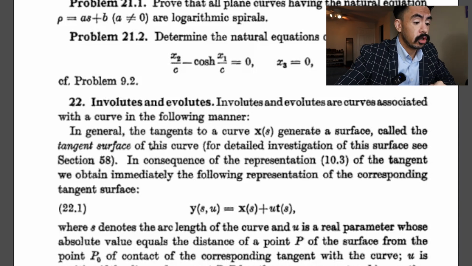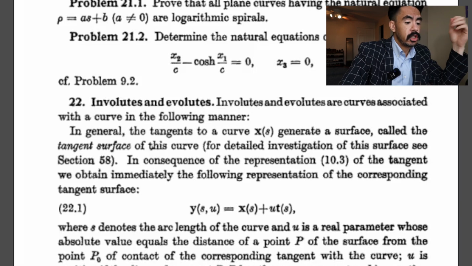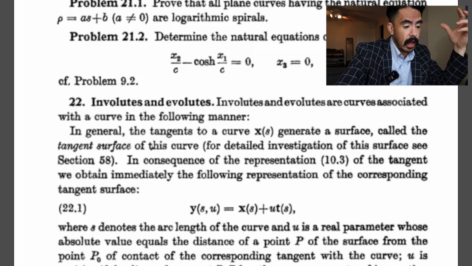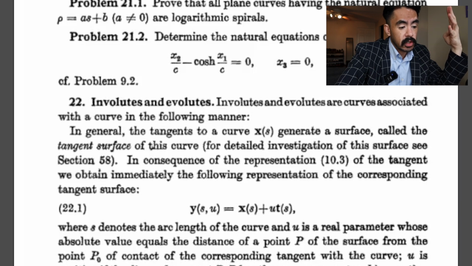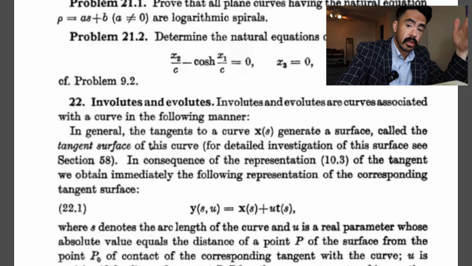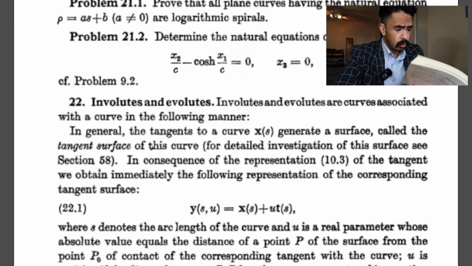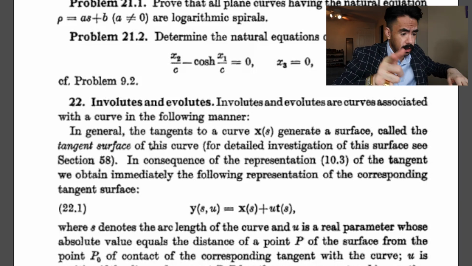So, section 22. Involutes and Evolutes. Involutes and evolutes are curves associated with a curve in the following manner. In general, the tangents to a curve vector x of s, where s, of course, represents the arc length of the curve, generate a surface called the tangent surface of this curve. For detailed investigation of this surface, see section 58, which is in chapter 6, which goes into mappings, and that specific section is called ruled surfaces or developable surfaces, which who knows when I'm going to get to that, but I'm going to get to it eventually in one of these.